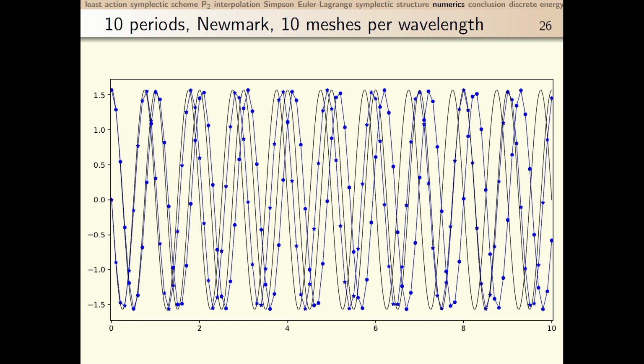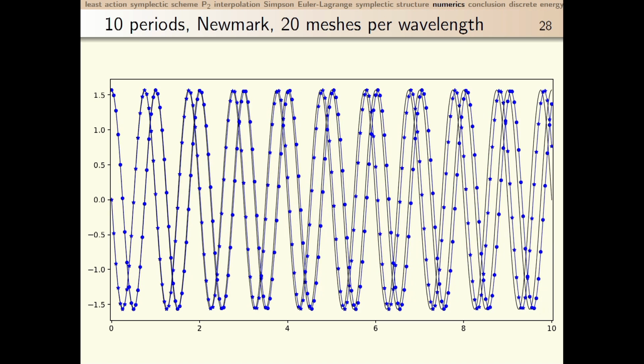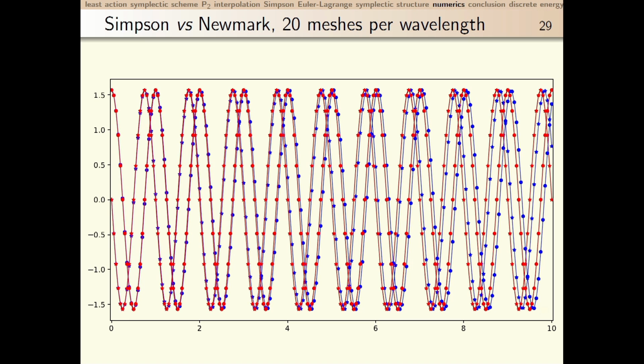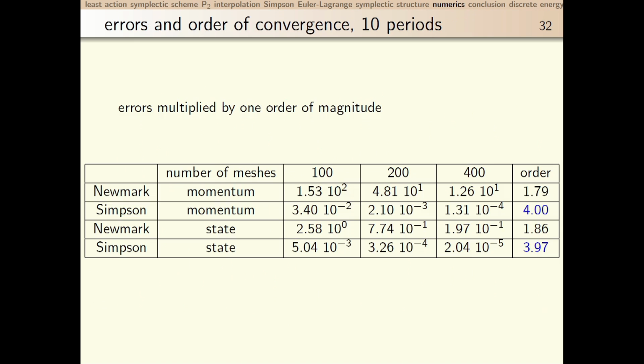So it was only for one period, so we did the same experiment for 10 periods. For 10 meshes with Newmark, it's not very good at the end, but with Simpson it's correct, and therefore for 20 meshes or 40 meshes, you have very good results for Newmark also, but also better results for Simpson.